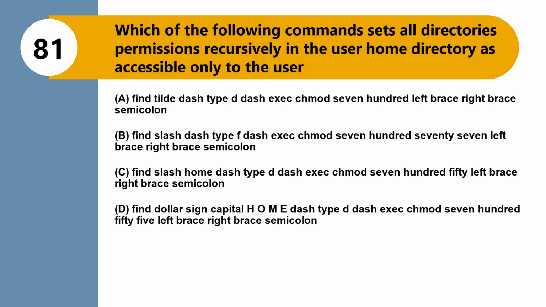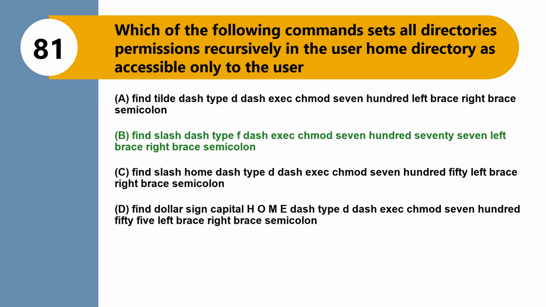Question 81. Which of the following commands sets all directories' permissions recursively in the user home directory as accessible only to the user? Option A. find ~ -type d -exec chmod 700 {} \;. Option B. find / -type f -exec chmod 777 {} \;. Option C. find /home -type d -exec chmod 750 {} \;. Option D. find $HOME -type d -exec chmod 755 {} \;.